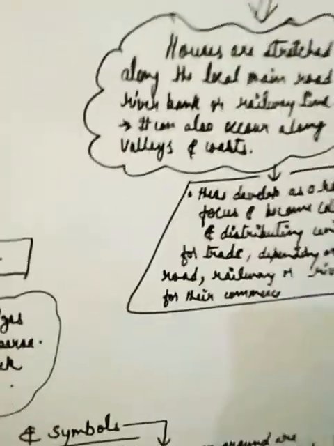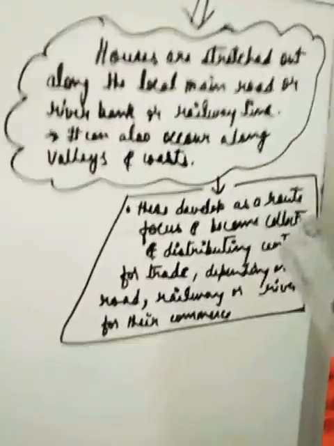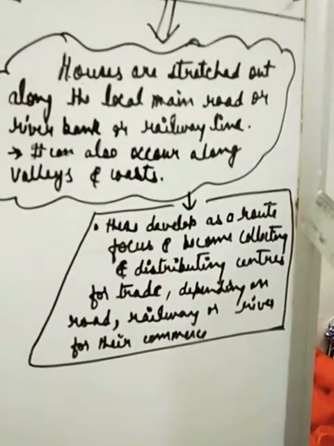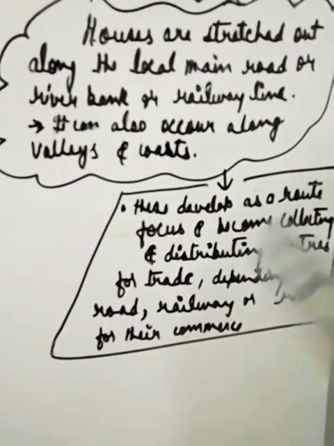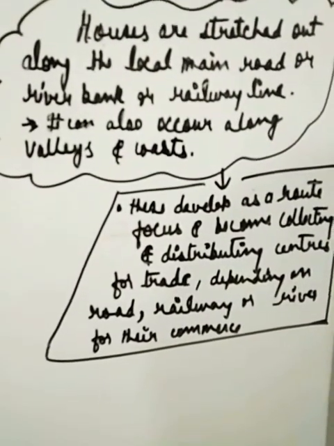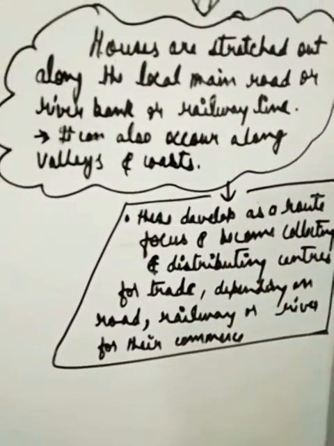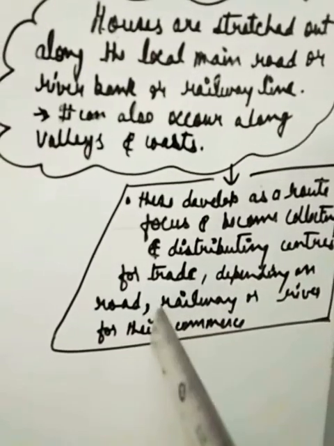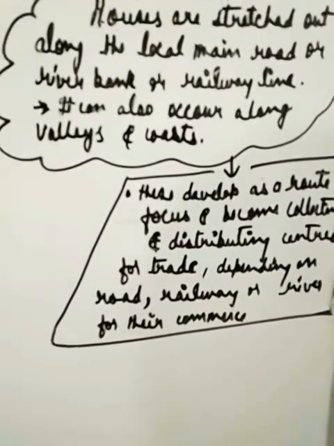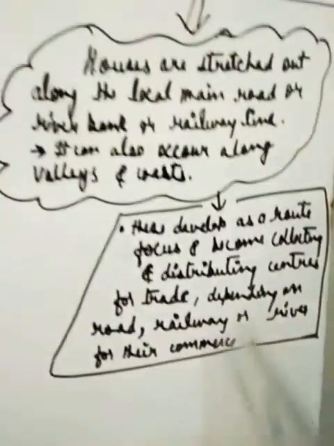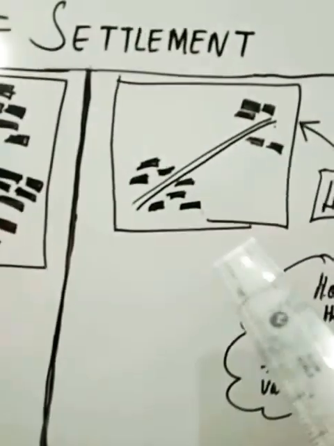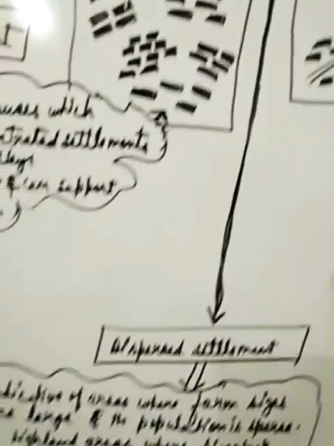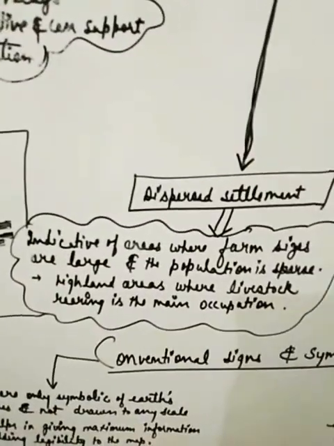These kinds of settlement develop as a route focus, and they also become collecting and distributing centers for trade, depending on road, railway or river for their commerce. So they start developing all these things to benefit themselves, and this is the figure. And next we have the third one, that is dispersed settlement.